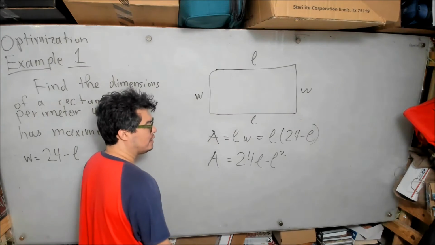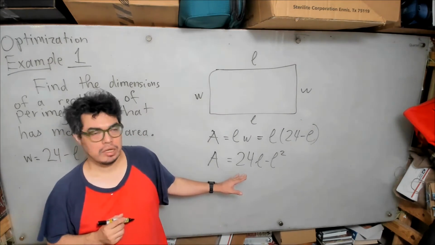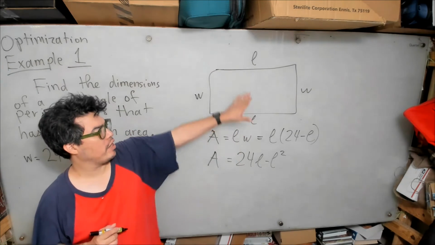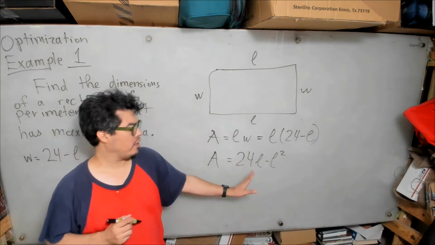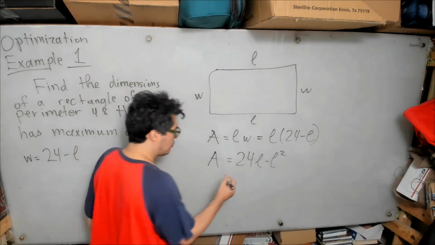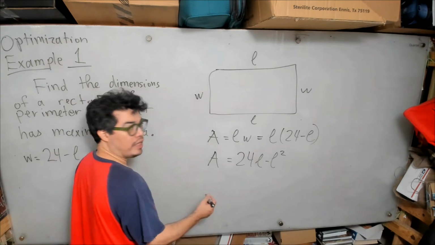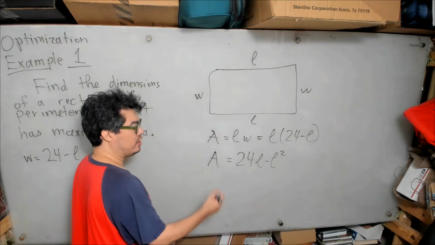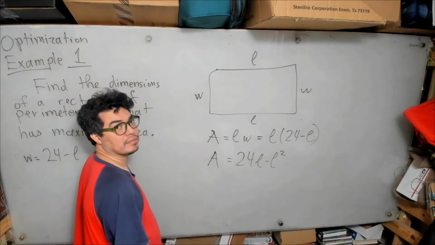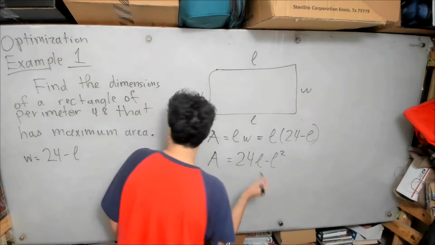And so what is this? This is a function in one variable that describes the area of this rectangle for any choice of the length L. And so now we can apply the procedures of calculus to see if there is a maximum area for this particular rectangle. So let's do that.